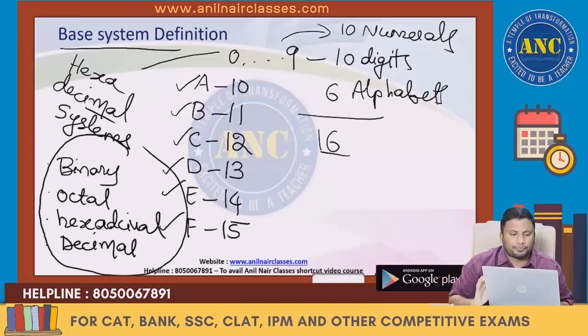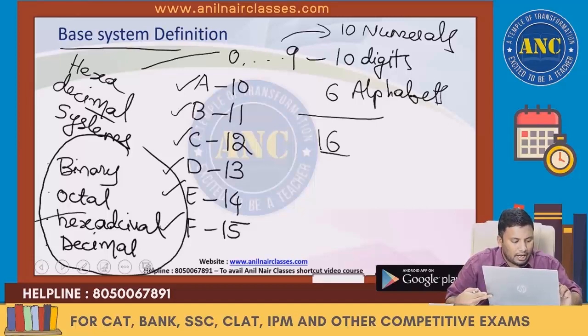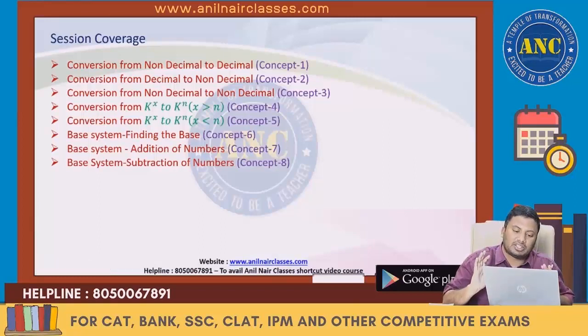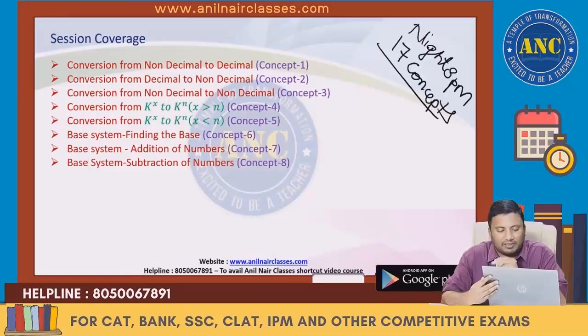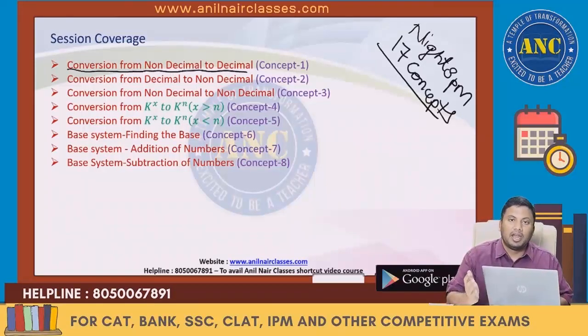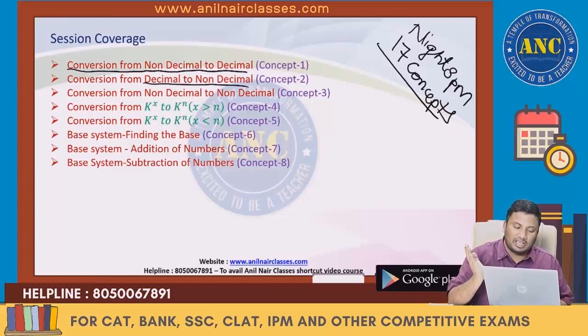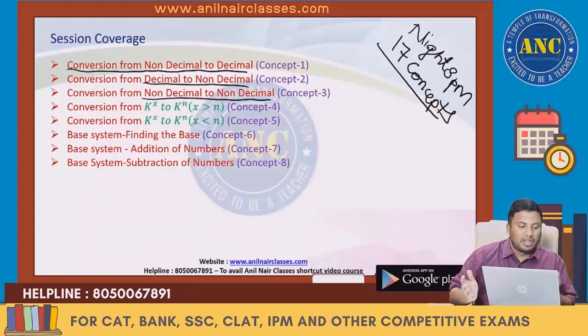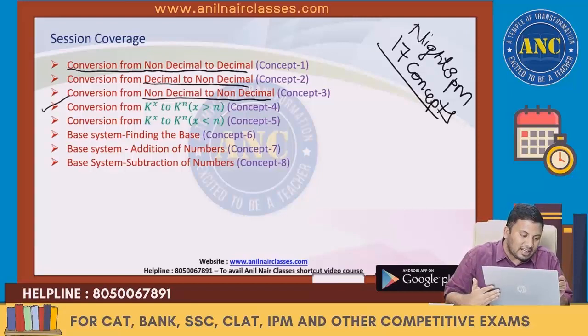So totally, all these types I am going to explain in the class. These are the total 17 concepts which I am going to explain. What are those 17 concepts? We will first see how to convert from non-decimal to decimal. Then we will see the vice versa, how to convert decimal to non-decimal. Then we will see how to convert from non-decimal to non-decimal which does not have any correlation. How to convert from base system k power x to k power n, where x is greater than n, where x is less than n.